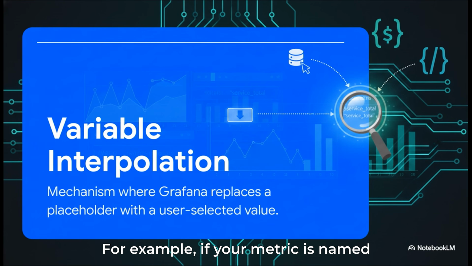For example, if your metric is named metrics.service_total, you have to write it as metrics.${service}_total, so Grafana knows exactly where the variable name ends. Otherwise, things are going to break.